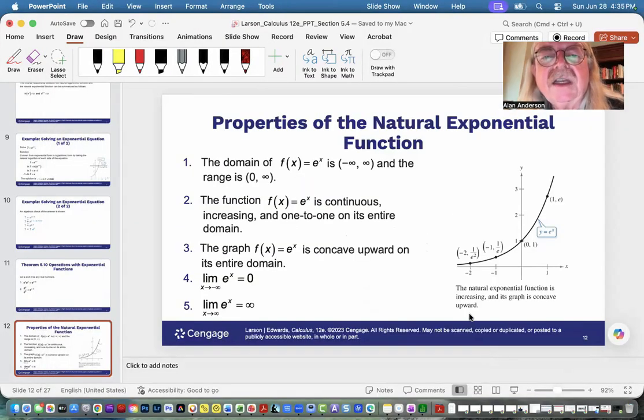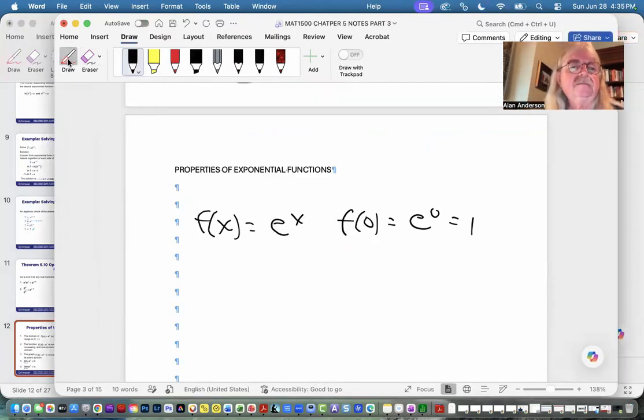Then they're going to tell us that the domain, as we mentioned earlier, is the entire real number line. You can see as you look across the horizontal axis, there aren't any discontinuities. And no matter what number I plug into this function, it's not going to give me division by zero or an imaginary number.